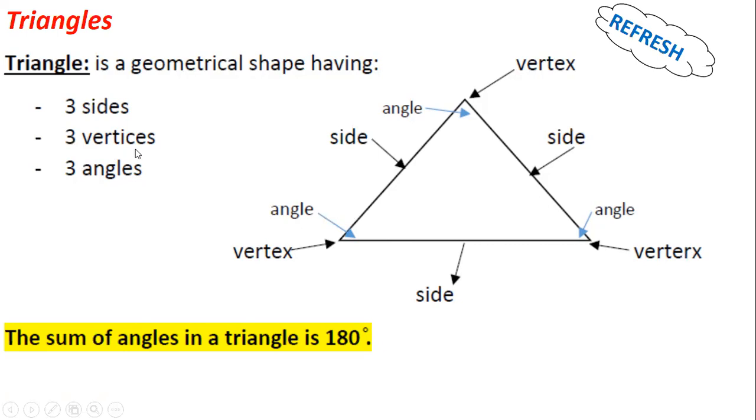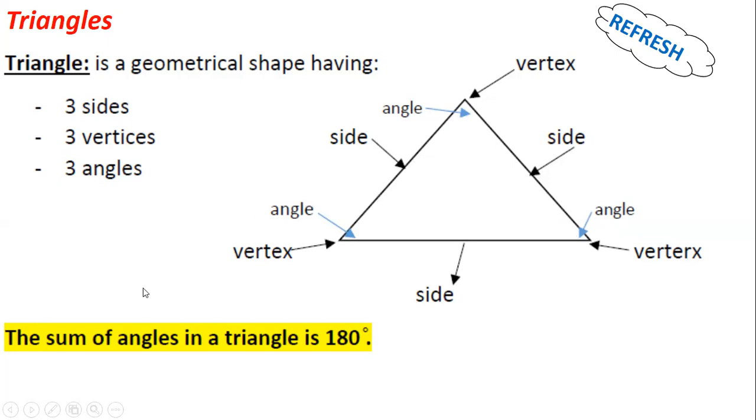3 vertices. First, the word vertices is the plural of the word vertex. So when I talk about one, it is called a vertex. What is a vertex? The vertex is the point where 2 sides intersect or meet. So we have vertex 1, vertex 2, and vertex 3. It has 3 angles. The angle is the space between 2 lines. Here inside, between the 2 lines, this is called an angle. So this is angle 1, angle 2, and angle 3.